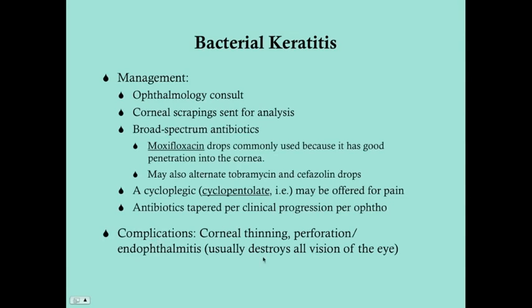Complications that can happen, of course, corneal thinning. Anytime you have an infection, it's going to damage the tissue, and it's going to take time for that tissue to build itself back up to normal thickness, and so you can have corneal thinning. That increases your risk for further infection as well as for perforation. And then perforation is the most feared complication. This typically leads to infection of the inner eye, and this is generally going to destroy the eye itself.